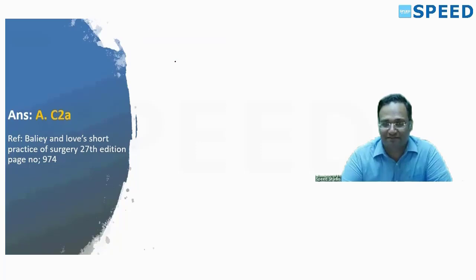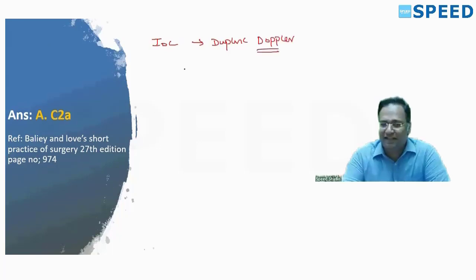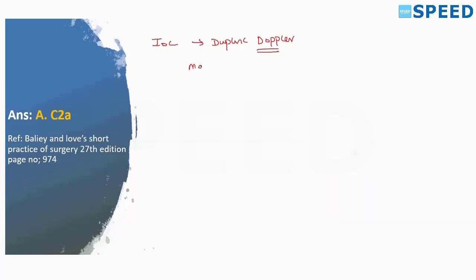Very clear. Now, they'll ask you this question: investigation of choice. Quick point, duplex Doppler. Investigation of choice is duplex Doppler. Next question they'll ask you: management of choice. Which system is affected? Is the long saphenous vein affected? Is the short saphenous vein affected? Are the perforator veins affected? Or the reticular veins? We should know. The duplex Doppler will tell you where exactly the pathology is.